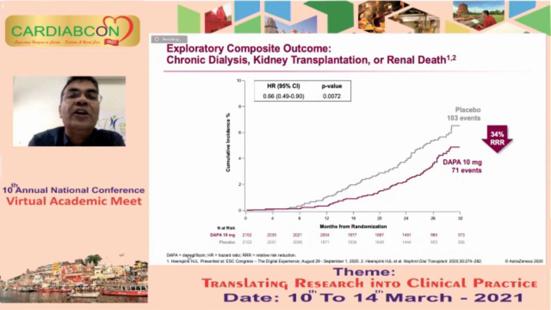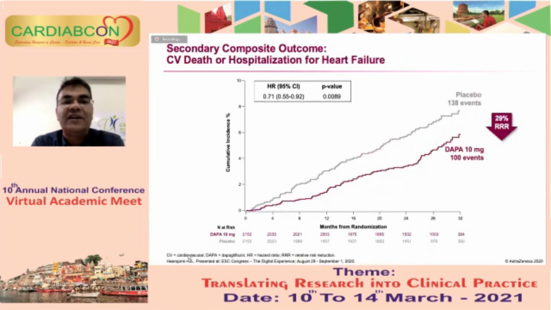The exploratory composite outcome, which is chronic dialysis, kidney transplantation, or renal death, again showed a 34% relative risk reduction with a significant p-value. But this graph started separating after 8 months. I mean, you can see that at initiation, within 3 months, 4 months, and 8 months, the benefit was different, and this benefit you could see after 8 months of starting the therapy.